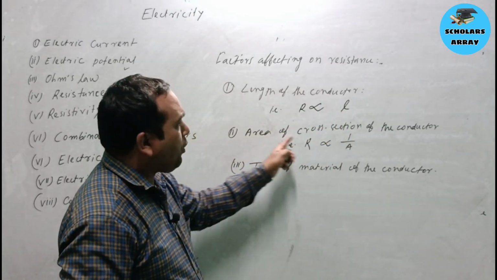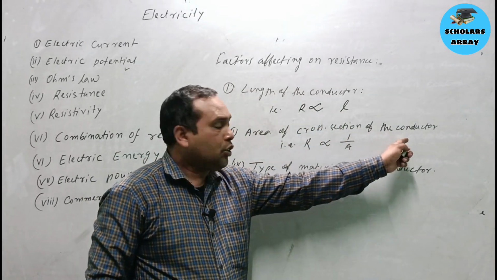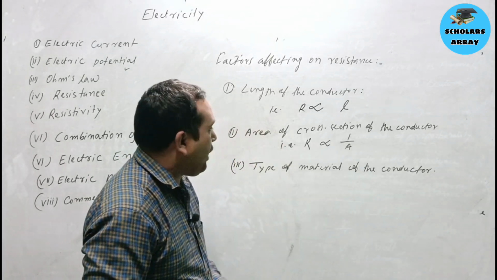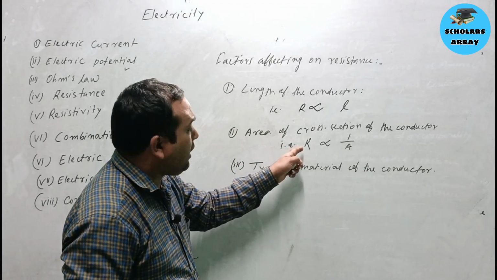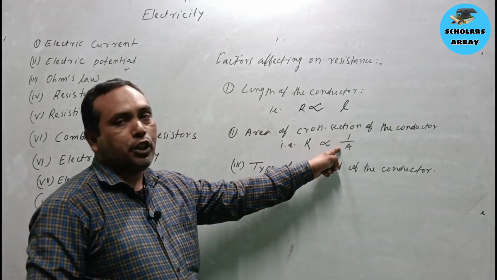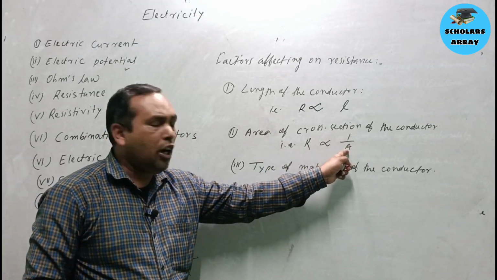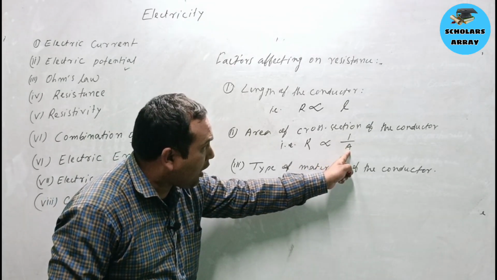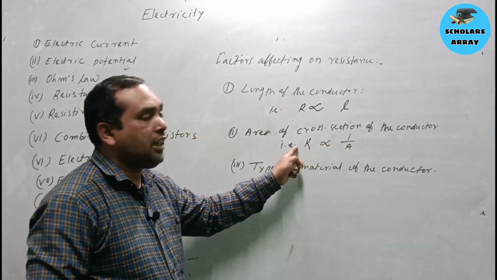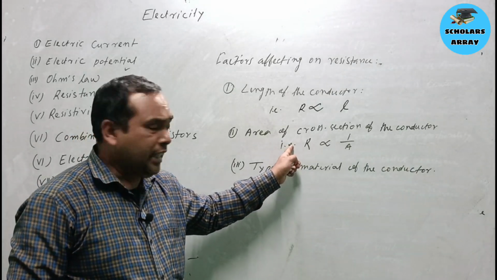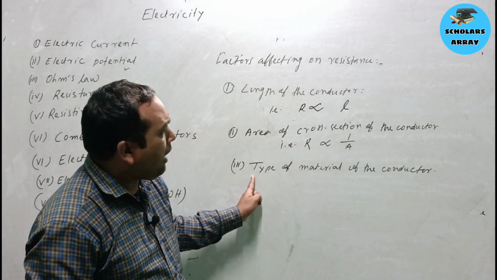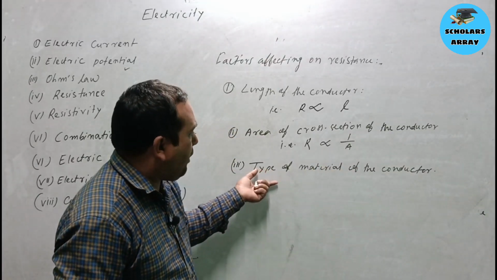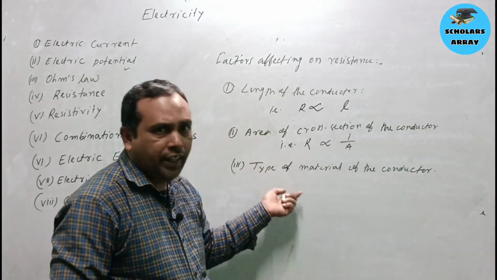Next, area of cross section of the conductor. How does it affect resistance? The resistance of the conductor is inversely proportional to the area of cross section of the conductor. If the area of cross section increases, then the resistance decreases. Next, type of the material of the conductor. Depending on the type of material, the resistance of the conductor varies.